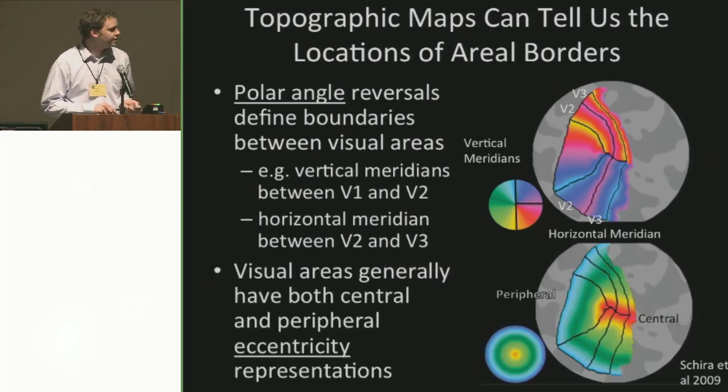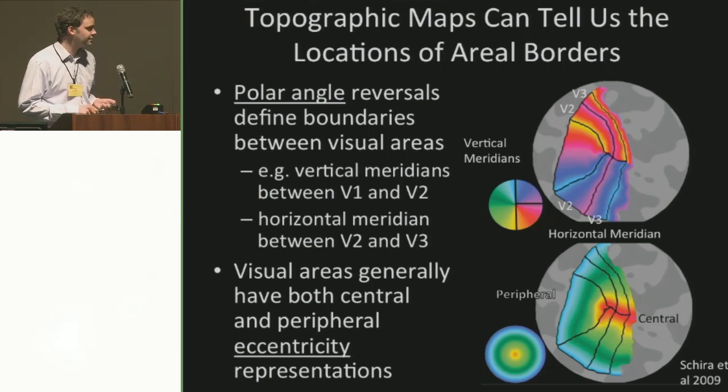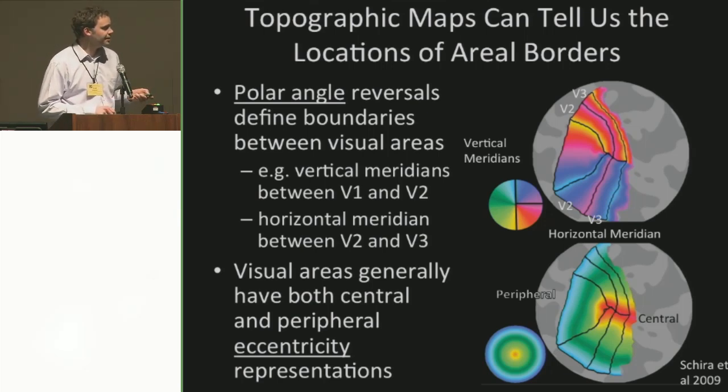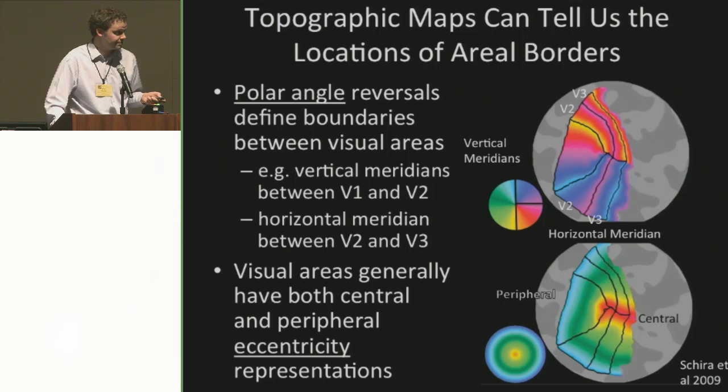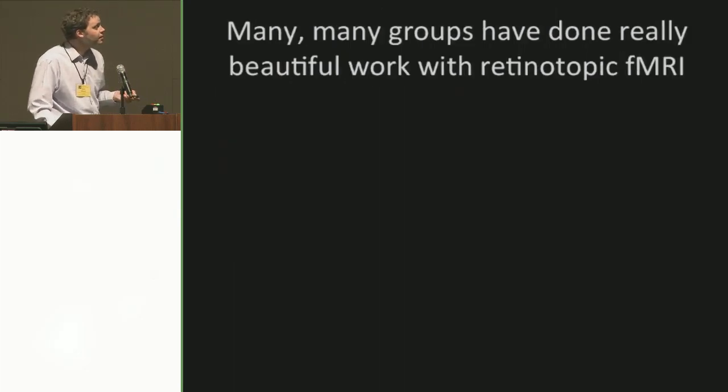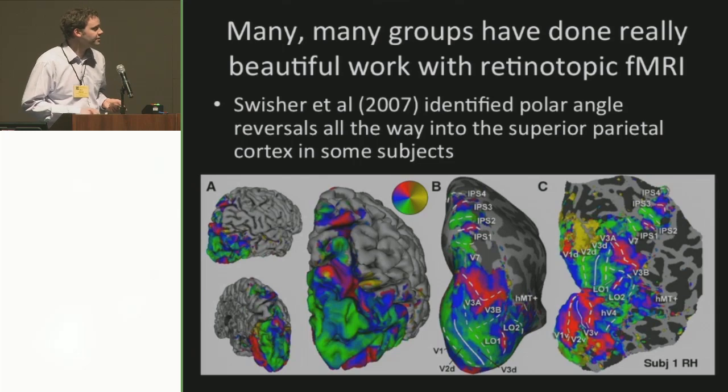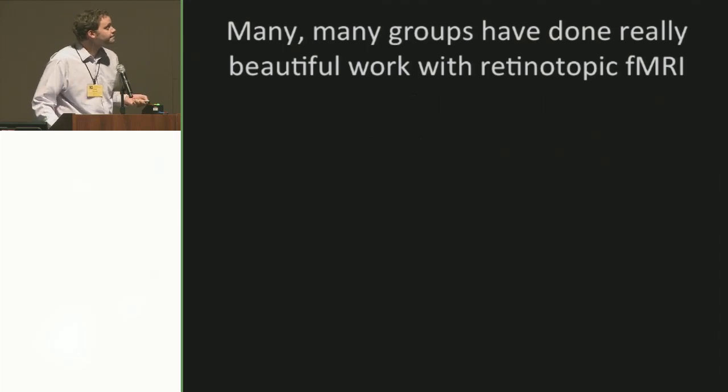Also, visual areas tend to have both central and peripheral eccentricity representations, and that information can be useful sometimes for parcellation as well. So many groups have done really beautiful work with retinotopic fMRI. Here's one of those examples where they took the polar angle reversals and they went all the way up into the superior parietal cortex, identifying cortical areas based on these reversals.